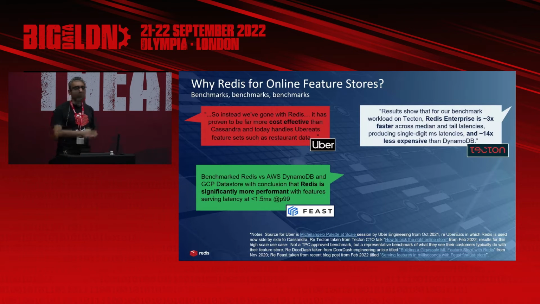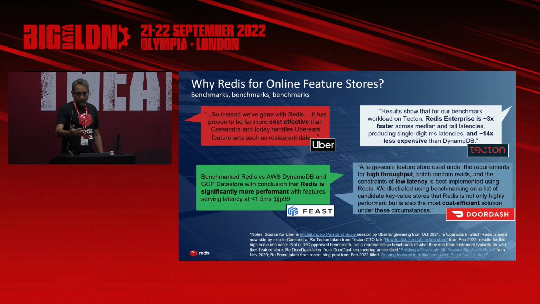Then you have Tecton. Again, they provide a commercial feature store. They found that Redis Enterprise is 3 times faster and 14 times less expensive than DynamoDB. Now, if you look at DoorDash, again, they did a comparison, and there also, Redis was the most cost efficient, highest throughput and low latency storage engine. And you will have the slides available, with all the references, if you want to look into more detail how they did their benchmarks, with how many features and how much load.